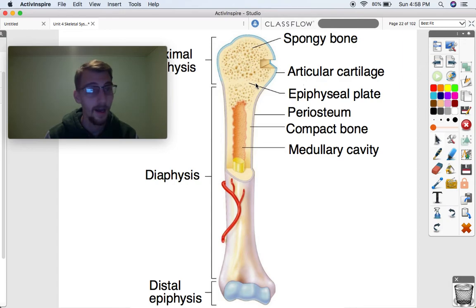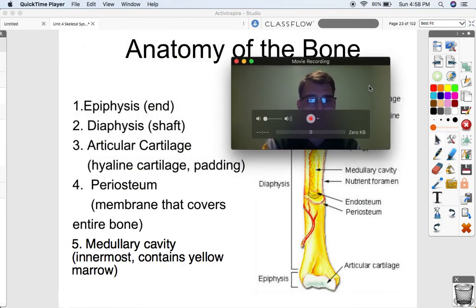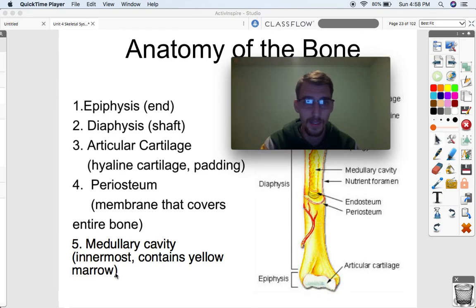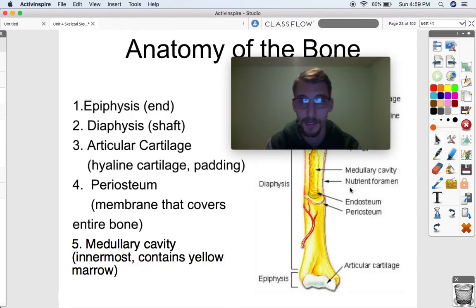All right, so that will be it for this video. Again, this is some of the stuff that we already talked about. The epiphysis is the end, the diaphysis is the shaft. Articular cartilage is made of a cartilage called hyaline cartilage, and it provides padding and smooth joint motion. The periosteum is the membrane that covers the entire bone, and the medullary cavity is the innermost part of the bone, and it contains the yellow bone marrow. All right, yes, that is it. I just wanted to double check.